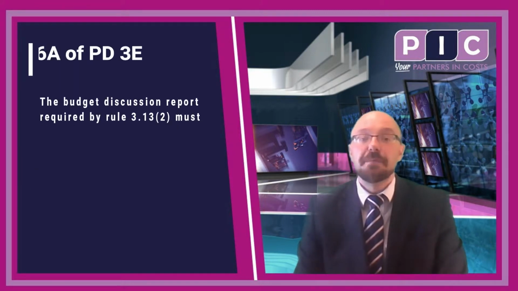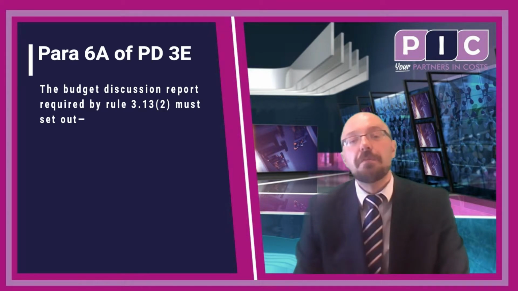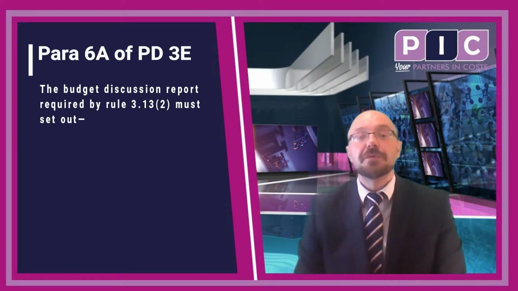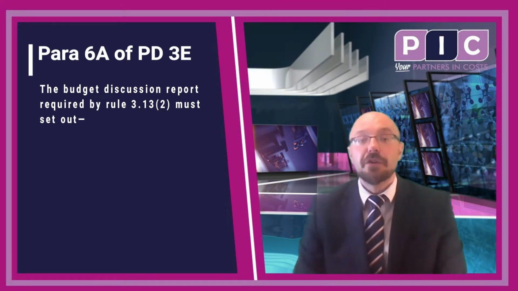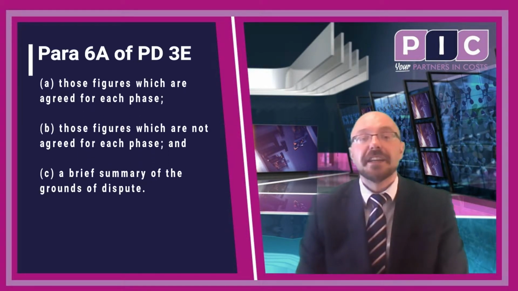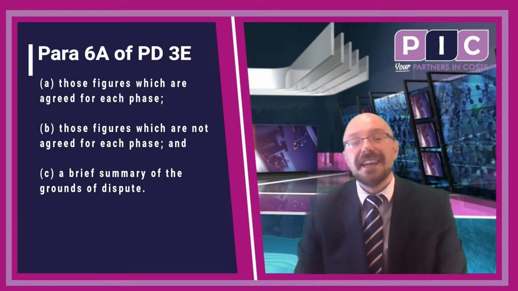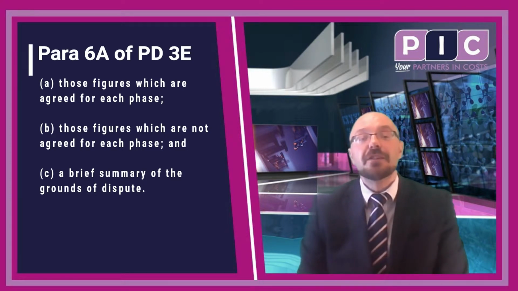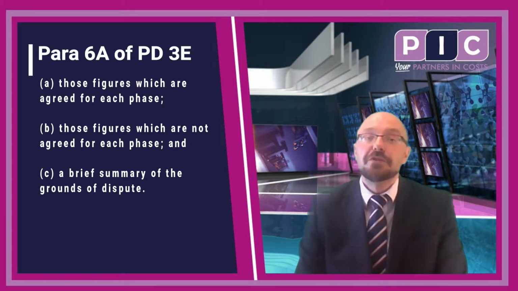definitions of the CPR. The budget discussion report has to set out the figures which are agreed for each phase of your opponent's budget, those figures which are not agreed for each phase, and give a brief summary of the grounds of dispute. Paragraph 6a of Practice Direction 3E concludes with the comments that parties are encouraged to use the Precedent R budget discussion report, which is next to the Practice Direction. It's not a mandatory requirement.